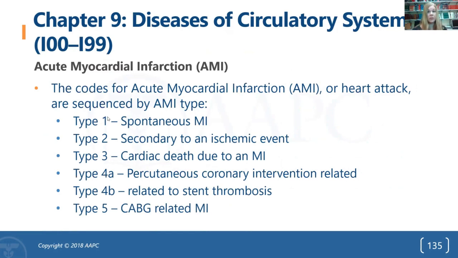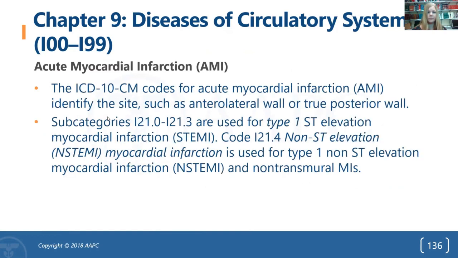Myocardial infarctions, or heart attacks, occur when the blood flow to the heart is blocked, and there are 5 classifications of myocardial infarctions. The codes for acute myocardial infarction identify the site, such as anterolateral wall or true posterior wall.